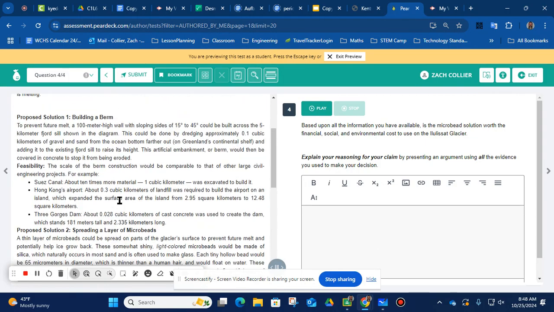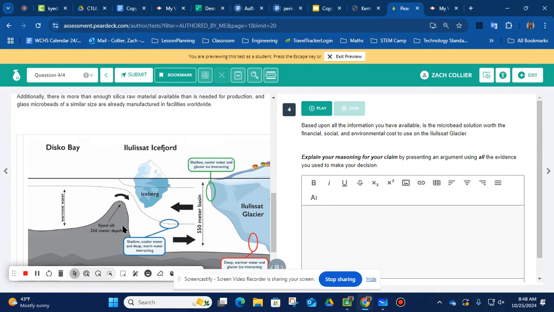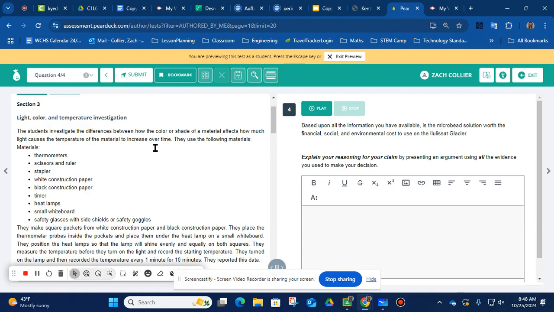There's nothing really in here about the berm. There is stuff presented about the berm, but I didn't ask you a question about that. If you want to put that forward as an alternative, that's fine. But I didn't really ask you any questions about the berm per se. I just included it in this. And you'll see stuff like that on the test. You'll see stuff that's included that you don't necessarily have to use.